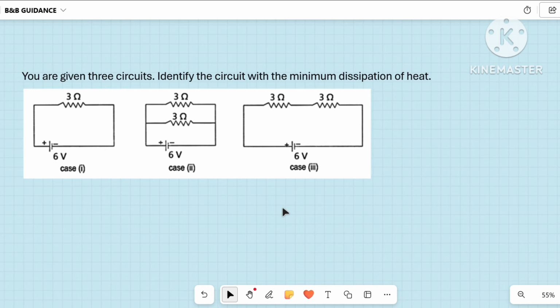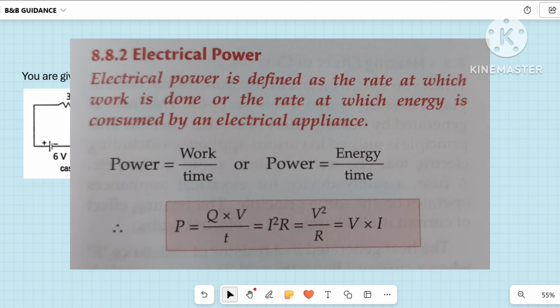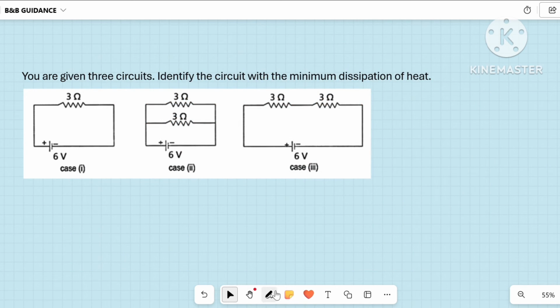But it is not necessary to go for our formula H is equal to I squared RT. Here you just have to find the rate of heat dissipation. Rate of heat dissipation means energy dissipated per second. That is nothing but power. To find electrical power, you have got many formulas. One is P is equal to I squared R. But I is not provided here, so we don't go for that. One more you remember, power dissipated is equal to V squared divided by R. Okay, we will go for that.